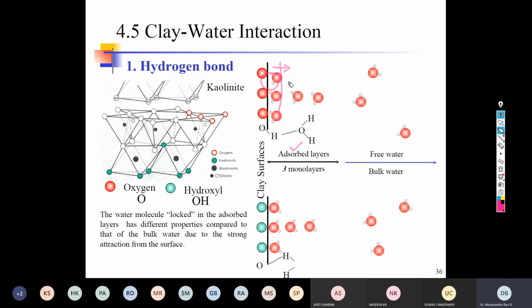Now, what is the significance of this Stern layer? The significance of it is this layer of water cannot be removed even when you apply thermal energy, meaning even if you keep the clay particles in an oven, you can't remove this single adsorbed layer of water because the electrochemical forces dominate the thermal energy. That's why this layer cannot be removed.